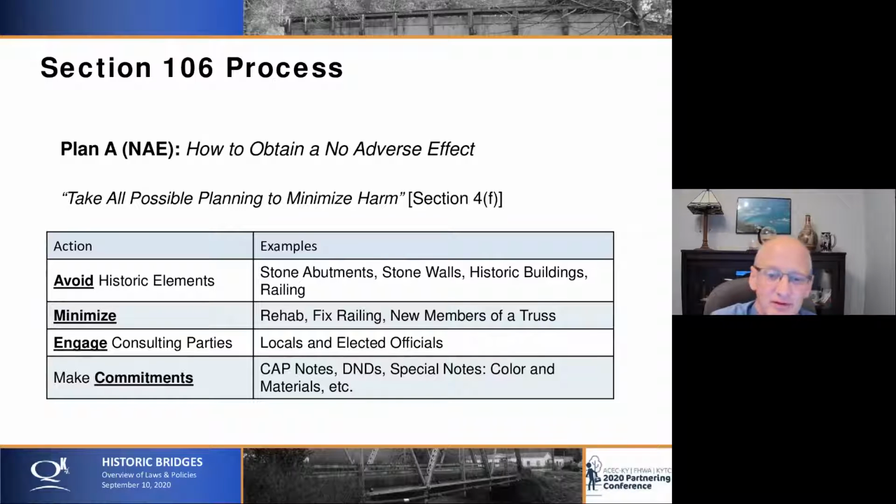I'll show examples of all these. And we engage our locals and our elected officials. I'll show examples of how we've done that, and that's helped us minimize or get a no adverse effect. And then we make commitments that we communicate through construction.